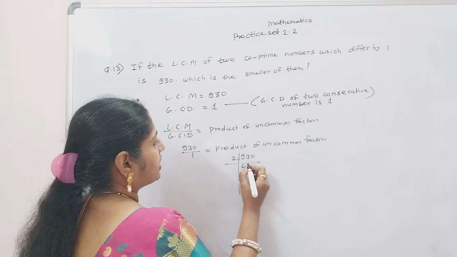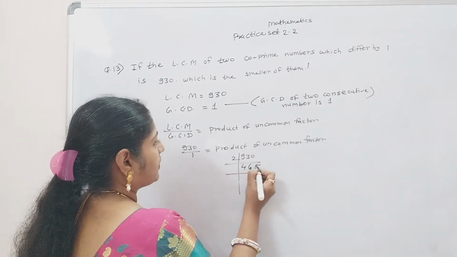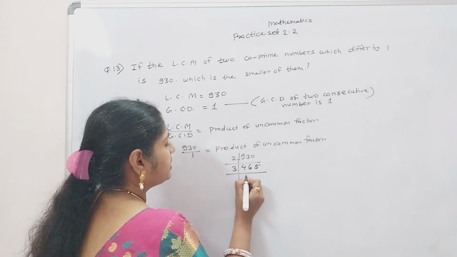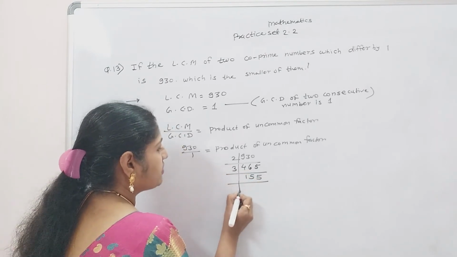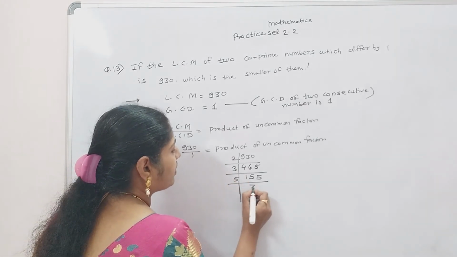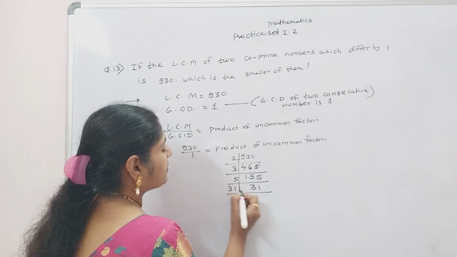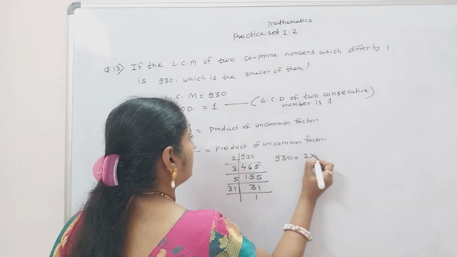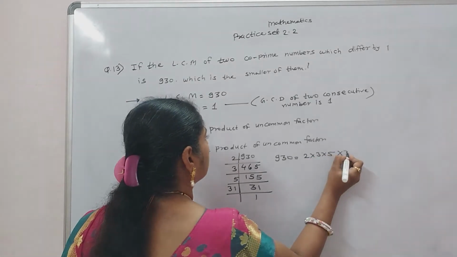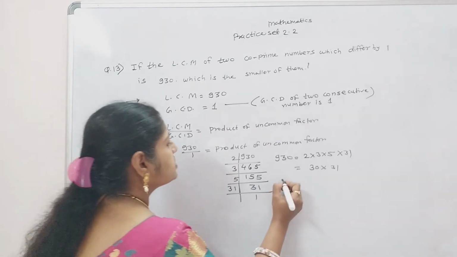Two 4s are 8, two 6s are 12, two 5s are 10. Now it is divisible by 3, 3 1s are 3, 3 5s are 15. Now this number is divisible by 5, 5 3s are 15, 5 1s are 5. 31 is a prime number, so the product of these numbers is 2 into 3 into 5 into 31, that is 30 into 31.